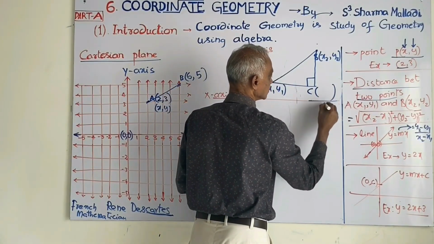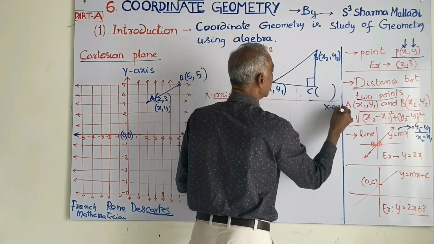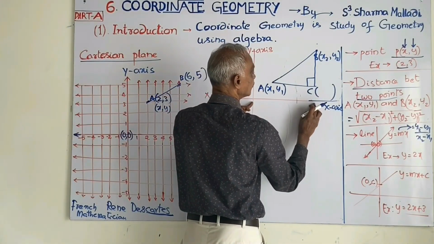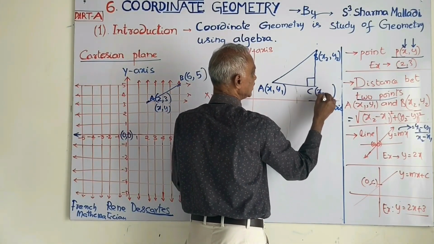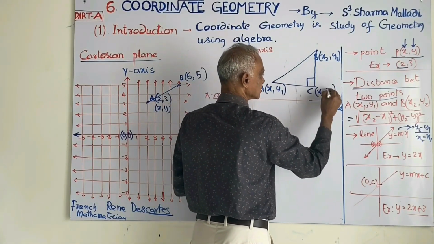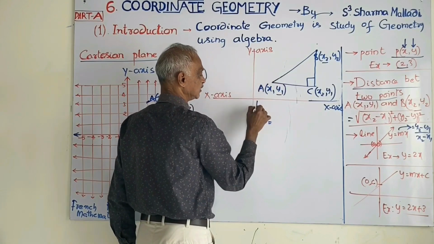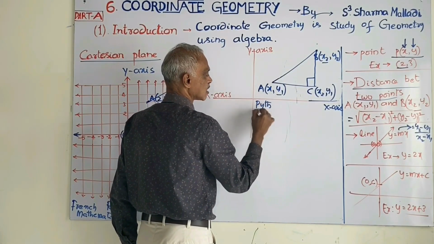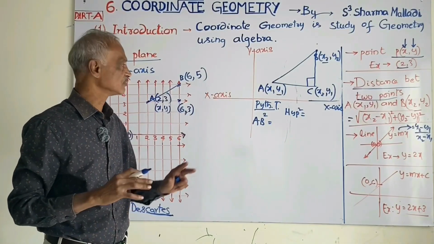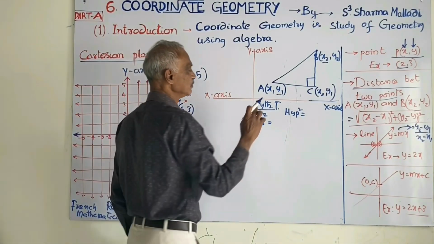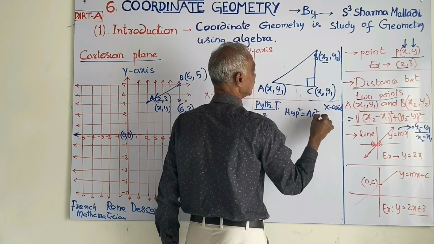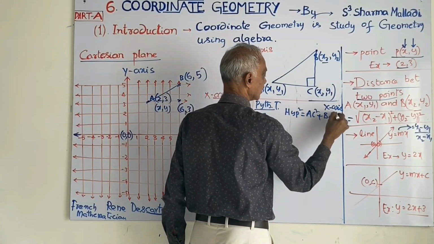You should remember, this is the x-axis. We have to locate the point C. C is at a distance of x2 units and y distance. We have to take from this one. This is y1. This is the Pythagoras theorem. Hypotenuse square is equal to the sum of the squares of the other 2 sides, meaning this side, AC square, and also BC square.